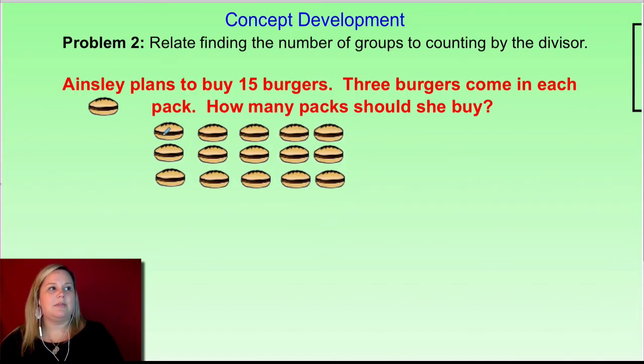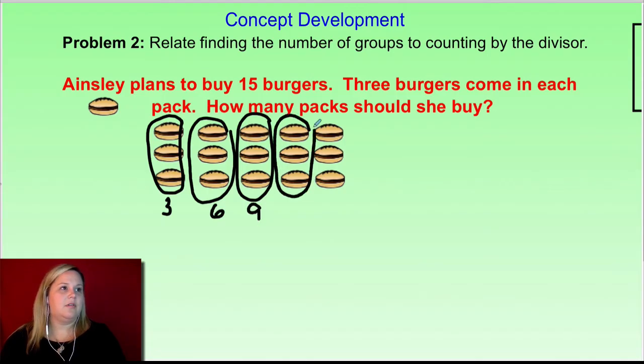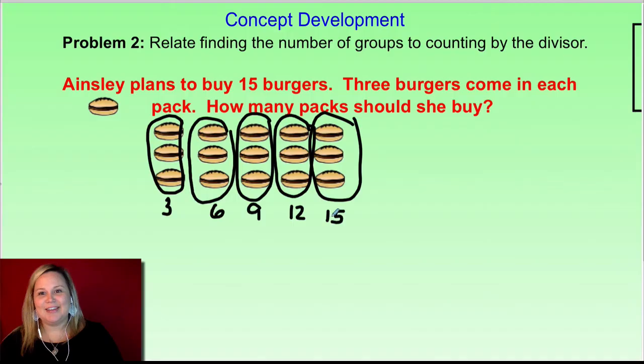All right, friends, so this is what mine would look like. Okay, so I have 3. And then I have another group, 6. And then I have another group, which gives me 9. 1 more gives me 12. And then 1 more after that gives me my 15 total burgers that Ainsley has. Okay, so I know how many are in each group, but I didn't know how many groups I would need. So then I know how many packs of burgers we're going to need.